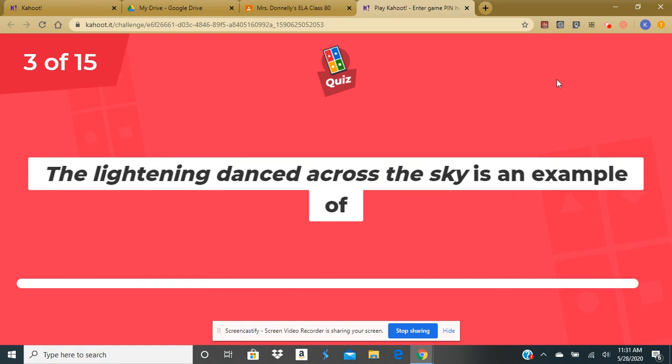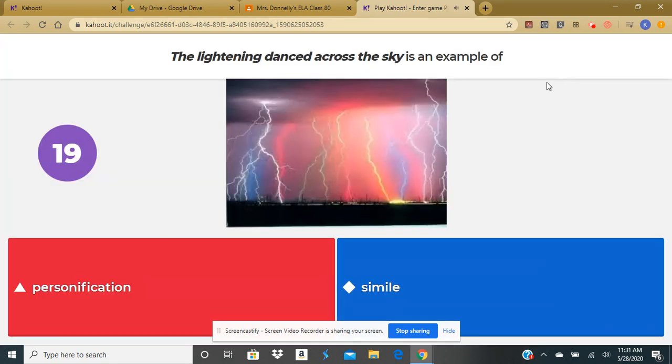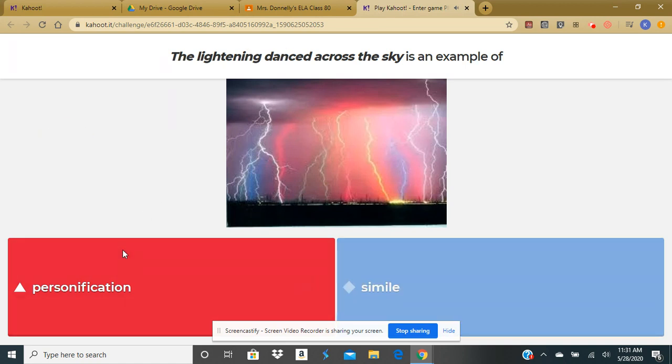The lightning danced across the sky is an example of. So I have two choices here. I have personification and simile. I do not see like or as. Lightning doesn't dance, so this must be personification.